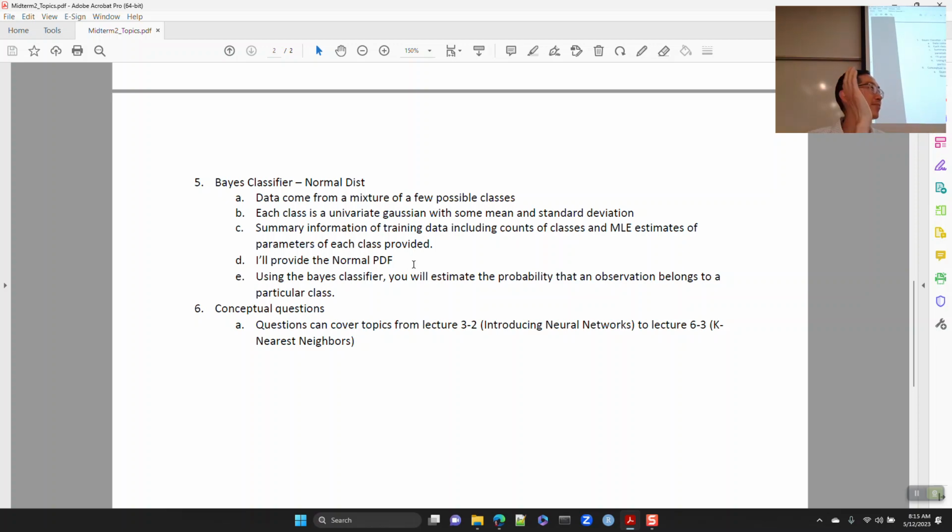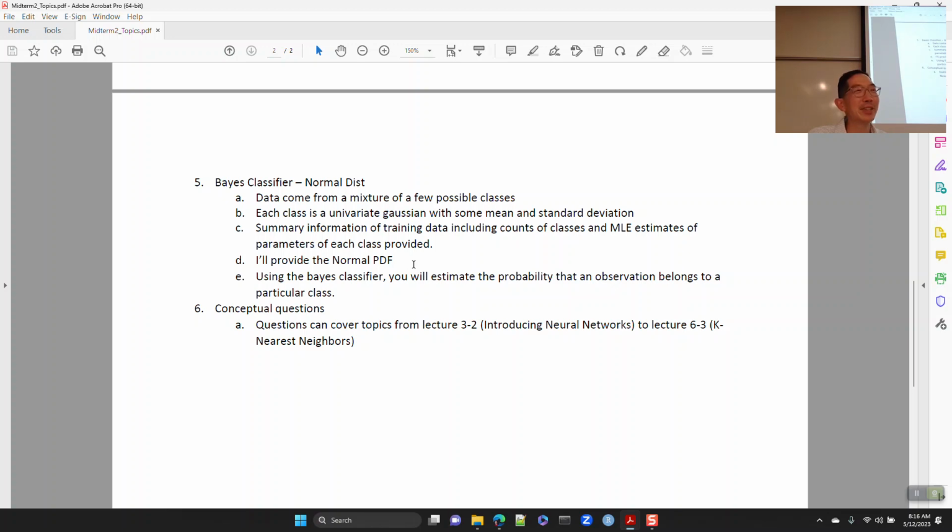Technically, you can ignore the 1 over root 2 pi because it's shared across all of the numerator values, and they'll all cancel out that way. But if you want to be careful, you can include it, whatever. Your calculator might even have a normal PDF button in there.